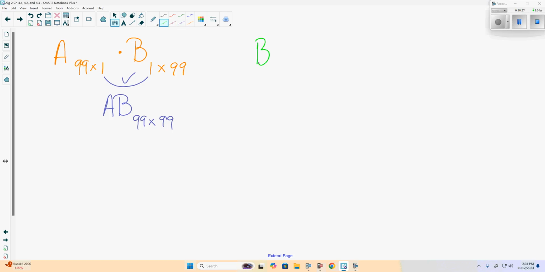I'm going to flip it. Let's say B, 1 by 99, is being multiplied by A, which is 99 by 1. Can we still multiply them? Yeah. Our column for the first is 99. Rows of the second is 99. So yes, we can multiply them. B times A. What are our new dimensions? We flip it and it turns into a single number. It's a matrix with a number.